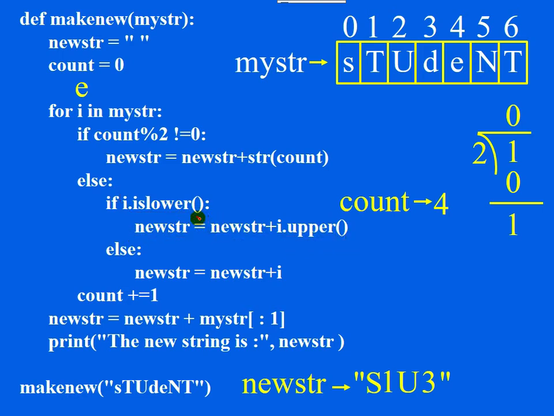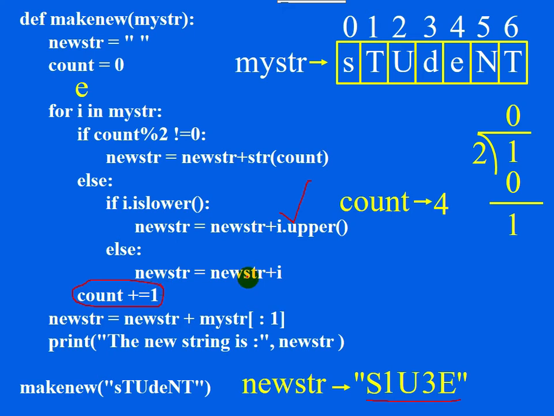Okay. Now what is the meaning of the assignment operator? Right hand side assigned to left hand side. What does the new string variable contain? The string S1U3 that is concatenated with i dot upper. What does i contain? i contains small e. So small e dot upper, here you get capital E. So new string, the string S1U3 is concatenated with the capital E, which means now you get S1U3E.